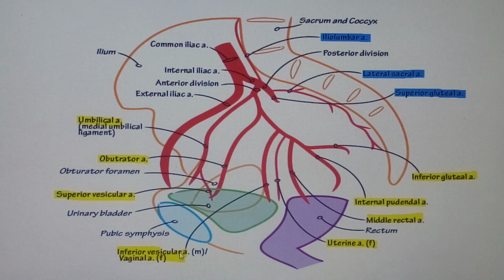And I told you that the inferior vesical artery in males will not only supply that one, it will also supply the prostate gland. We've mentioned that one to you. Not only that, it will also supply the seminal vesicles.